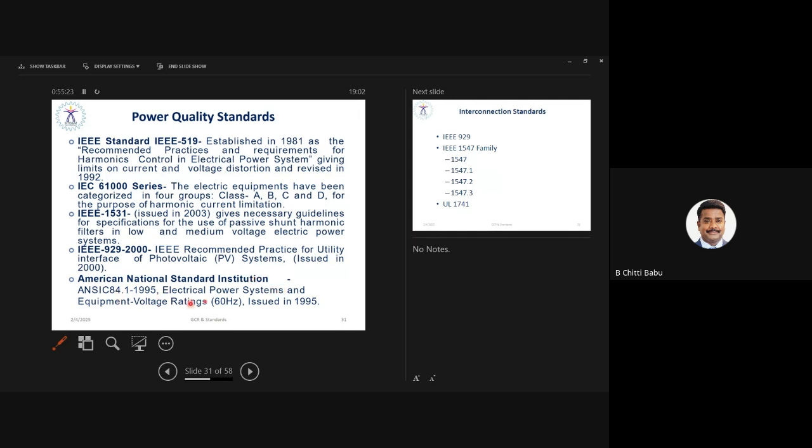That is meant for electrical power system and equipment voltage rating, issued in 1995. This also includes a selection and standards for induction motors for industrial automation purposes. This is the way we classify induction motors into different classes called class A, class B, class C, according to the nature of the insulation as well as the nature of the energy efficiency.